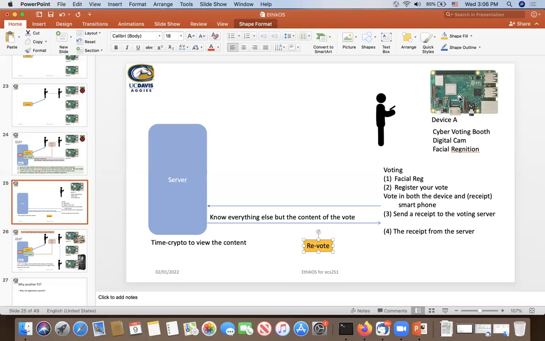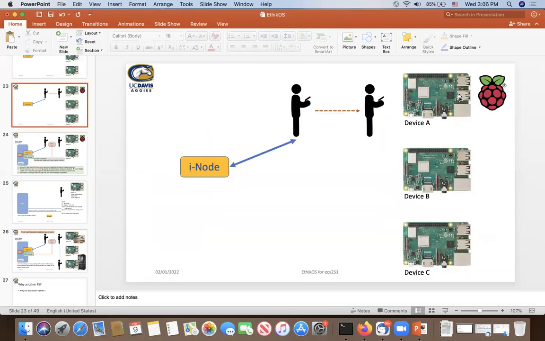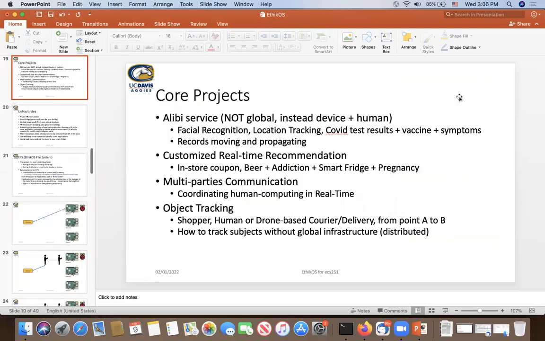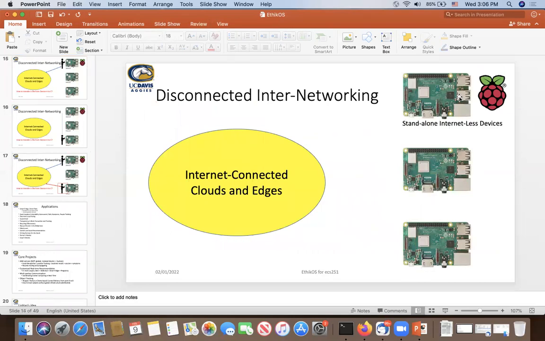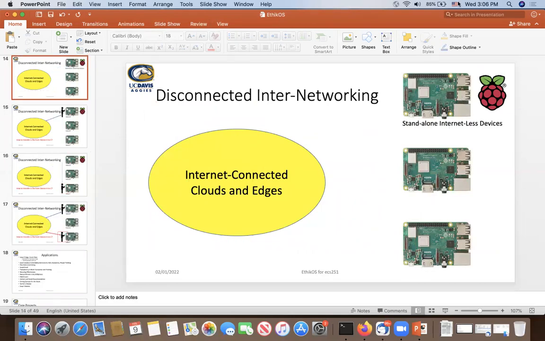You probably also need some kind of public key for the voting official. You know that a certificate can be used to do that. So the whole architecture actually looks like this. That's why the whole architecture is assuming this one is a standalone internetless device. So we kind of change the internet.